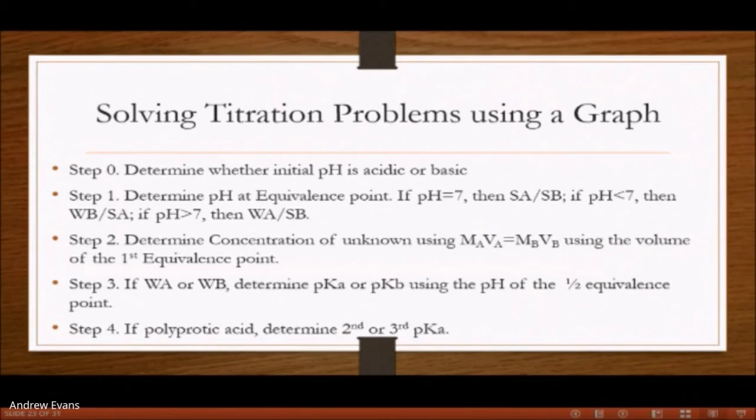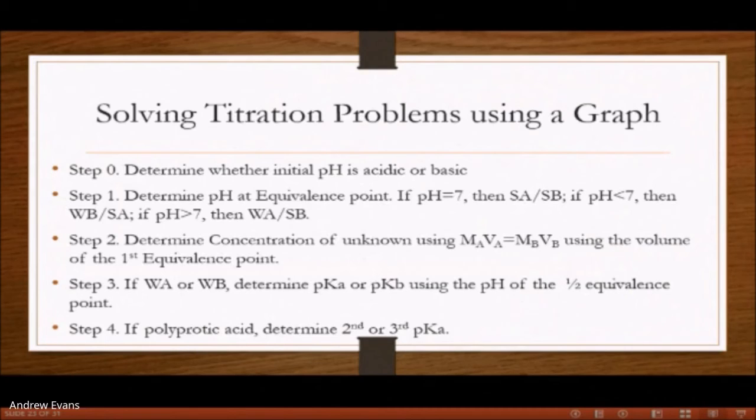The easiest thing to do is solve a titration problem using a graph. Expect at least one, if not 2 or 3 problems involving solving a titration problem using a graph. This is so much easier to do because a whole lot less math. Step 1 is to determine whether this is acidic or basic to start. What is being added to what? Step 2, determine the pH at equivalence point.